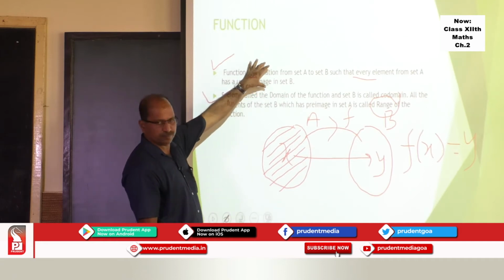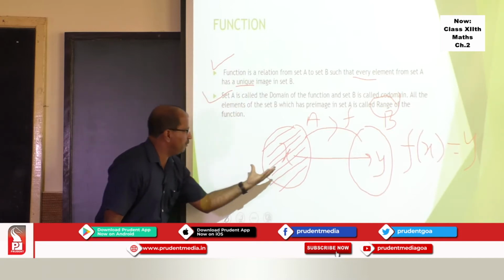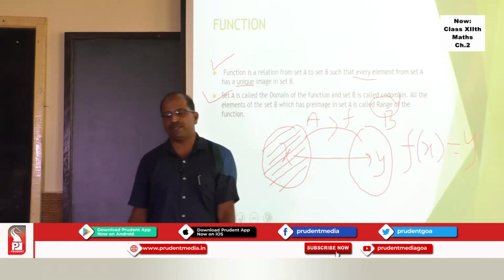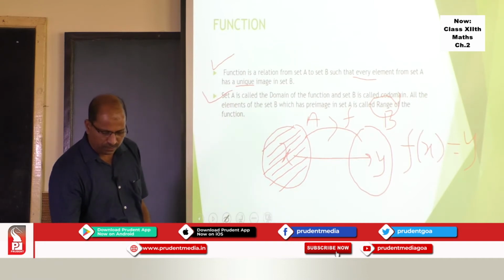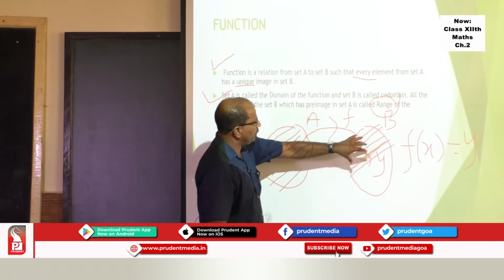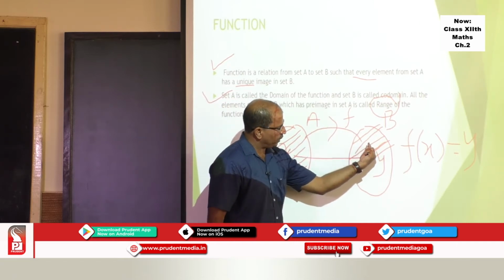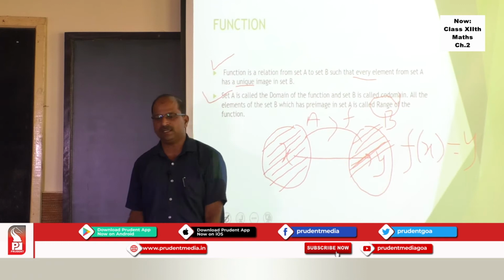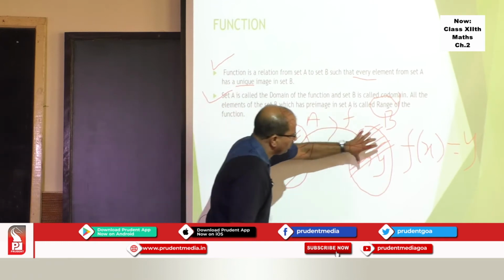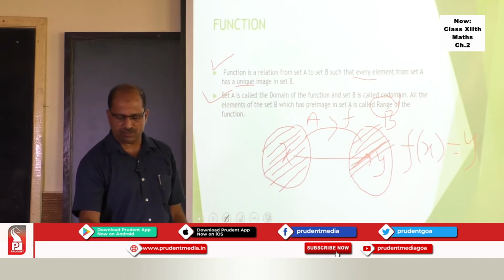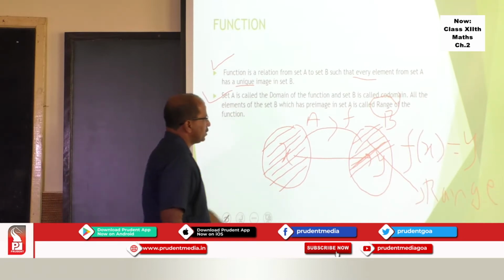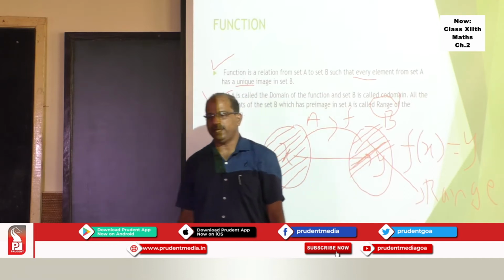See, according to the definition, it is said that every element of set A has to be taken. But nowhere is it said that every element of set B has to be taken. So, supposing we take half the elements, or maybe one also, if we take only this part of the set B, so this part of the set B has the pre-images in set A. Any y in this shaded region has the pre-images, then that shaded region only is called the range of the function.